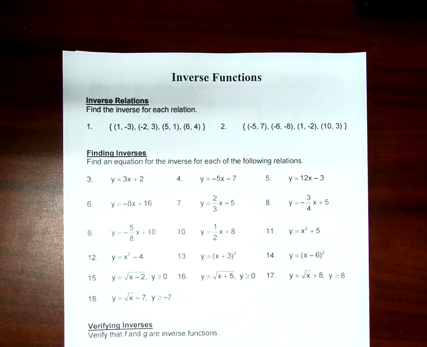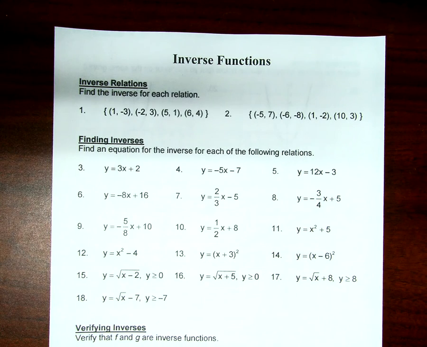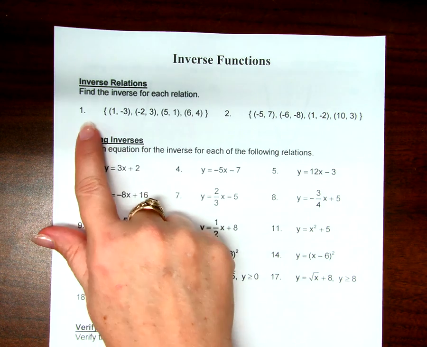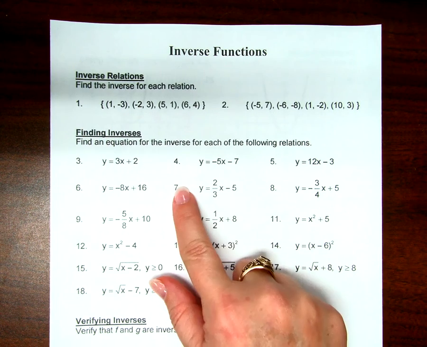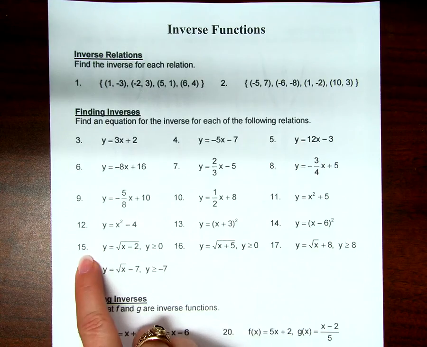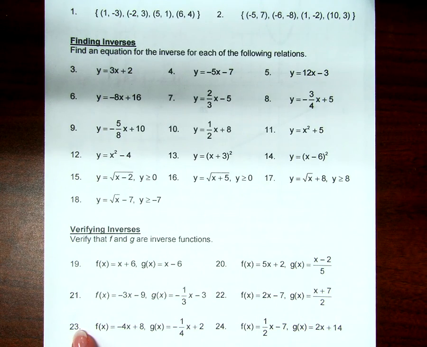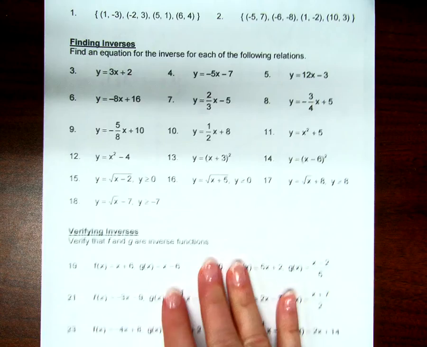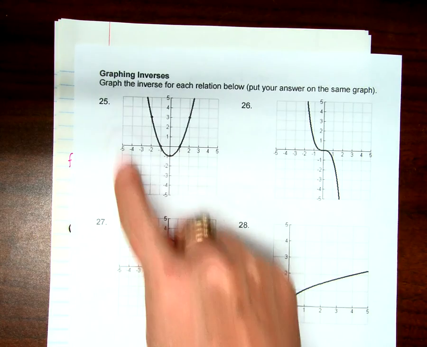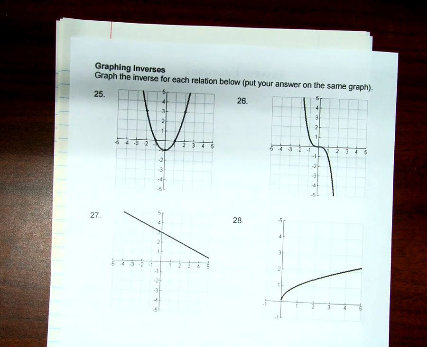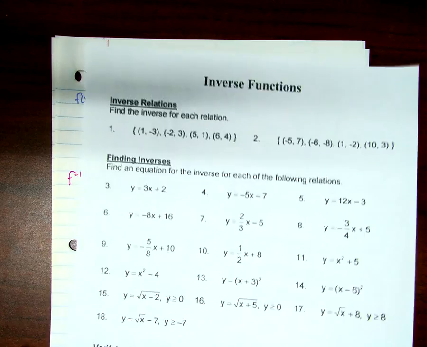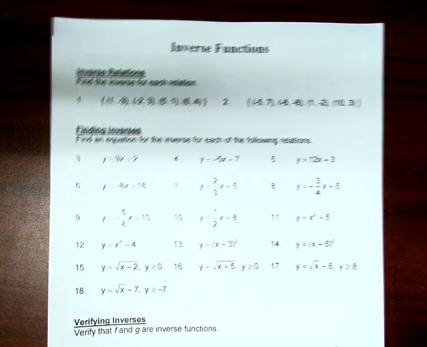Please circle number 1. Please circle number 7, 11, and 15. So we already circled 1, 7, 11, and 15. Please circle number 20 and 23. And on the back, please circle 25 and 27. Okay? Those are the problems that I would like you to do for homework today. Do you have any questions?